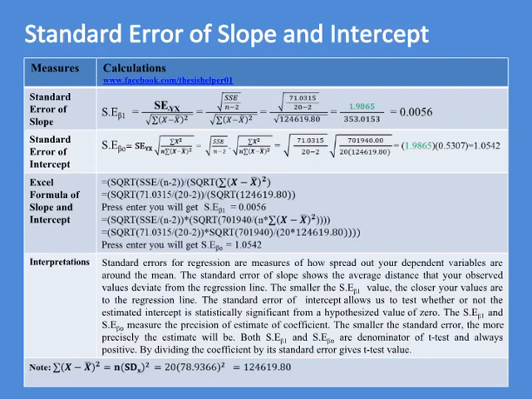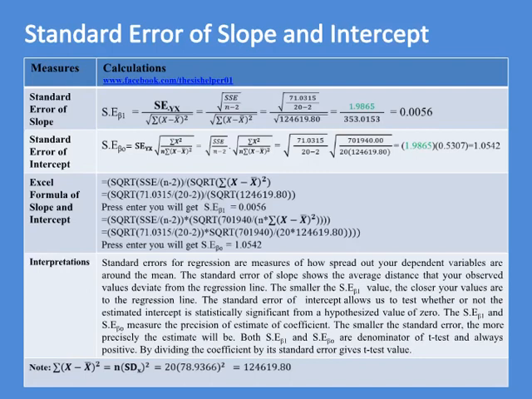Interpretations: standard errors for regression are measures of how spread out your y variables are around the mean, mu. The standard error of slope shows the average distance that your observed values deviate from the regression line. The smaller the standard error of beta 1 value, the closer your values are to the regression line. The standard error of intercept allows us to test whether or not the estimated intercept is statistically different from a hypothesized value of 0. The standard error of beta 1 and standard error of beta naught measure the precision of the estimate of the coefficient. The smaller the standard error, the more precise the estimate will be.